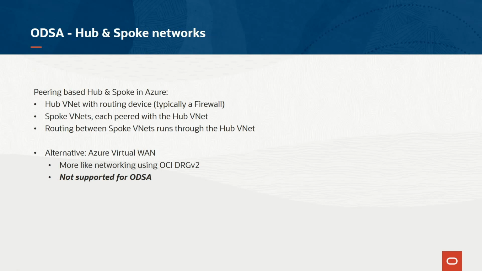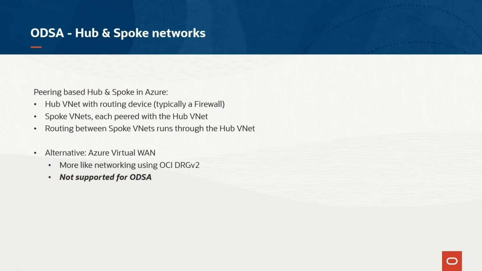So if you want to go from spoke VNet 1 to spoke VNet 2, you would go from spoke VNet 1 into the hub VNet, so your route table would have to say to go into the hub VNet, specifically into a firewall or other routing device in that hub VNet, and from there that routing device would send you on to the VNet where you actually want to be.